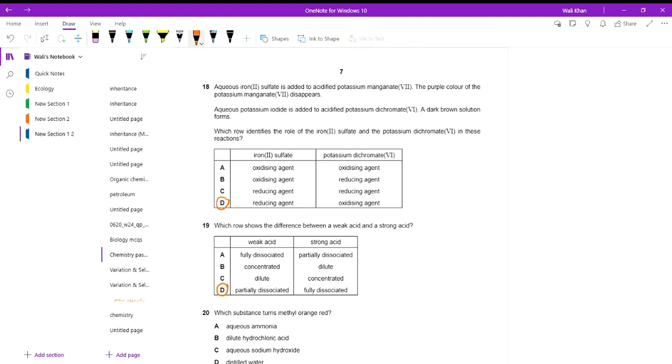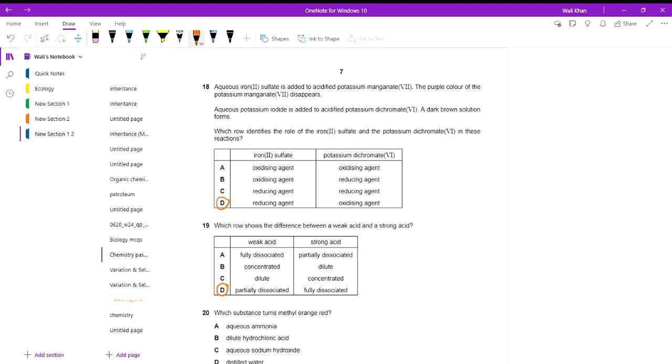If we look at the rest of the three options, number A is fully dissociated and partially dissociated. Weak acid is always partially dissociated and strong acids are fully dissociated. Weak acids are concentrated. No, weak acids are not concentrated. Strong acids are dilute. Strong acids may not be dilute. These strong acids may be dilute or may be concentrated. Weak acids also may be dilute or may be concentrated because we can change their concentration by adding more water or the solvent.